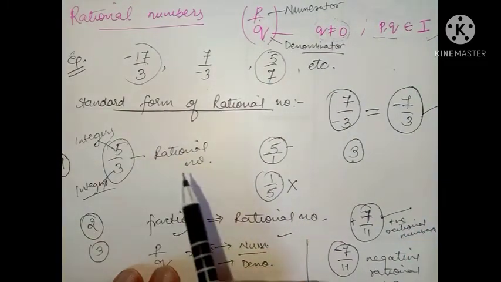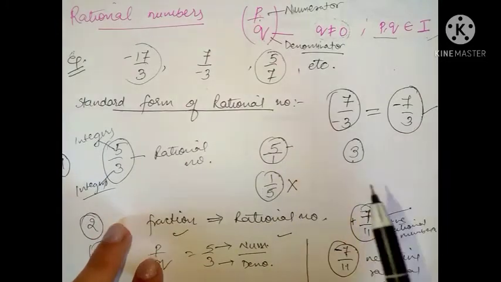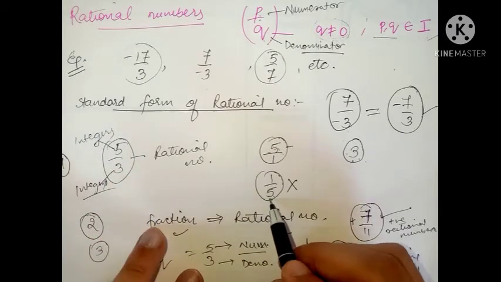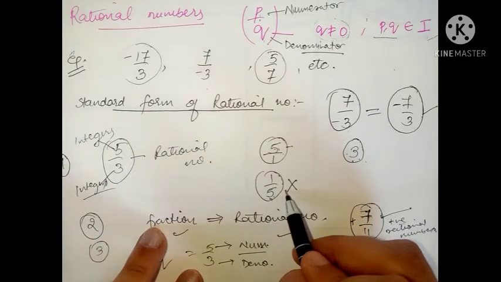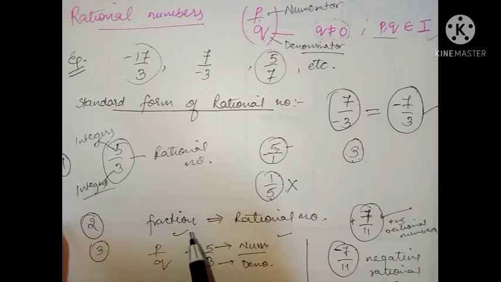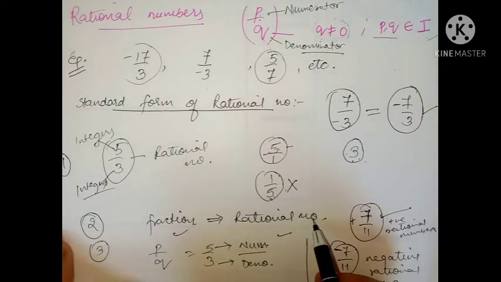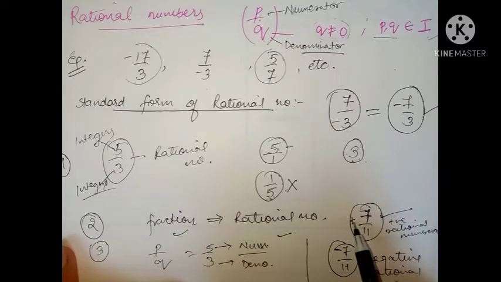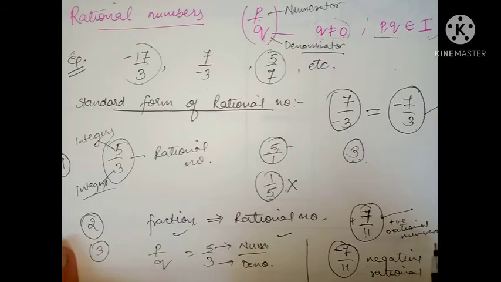Next, we have studied that every integer can be called a rational number, but the converse is not true. 1 upon 5 is a rational number, but it can never be called an integer. And same with fractions also. Every fraction is a rational number, but the converse is again not true. Now, third point, the number written above is the numerator, the number written below is called the denominator. What are positive and negative rational numbers? If it has a positive number, there is no negative symbol in numerator and denominator, then it is called a positive rational number. Otherwise, it is called a negative rational number.